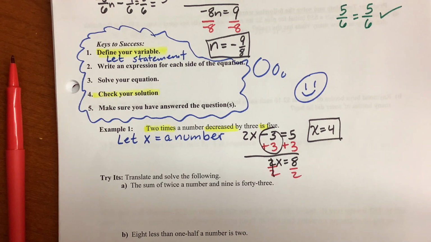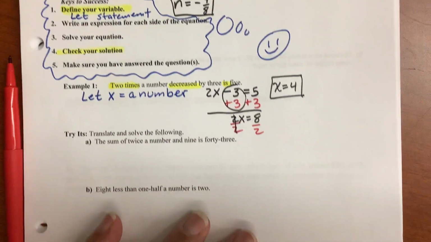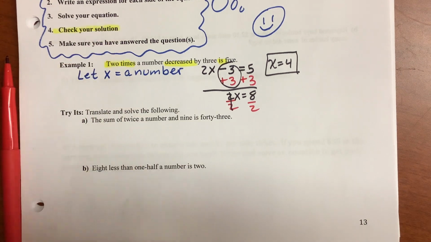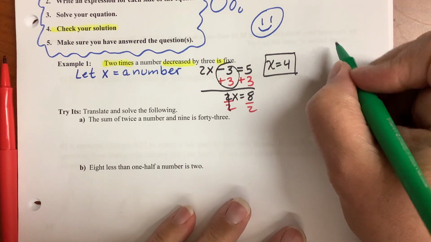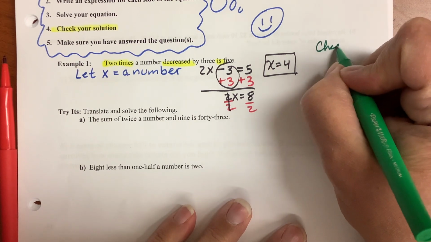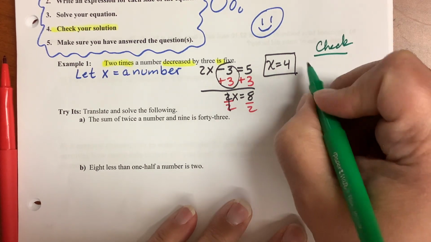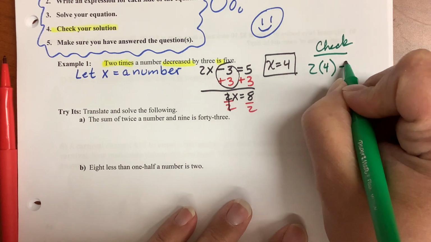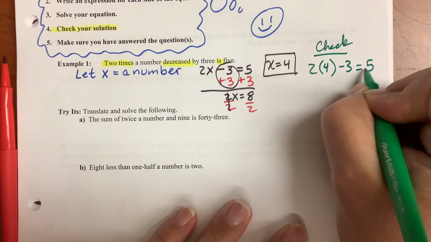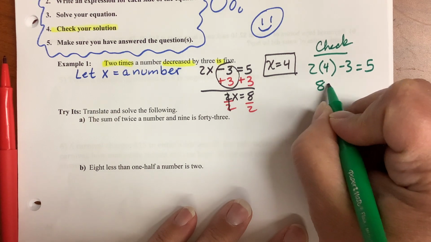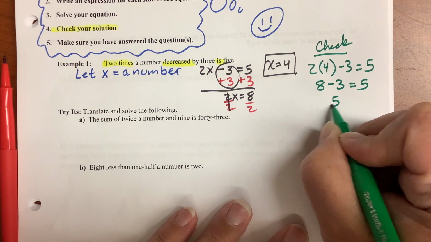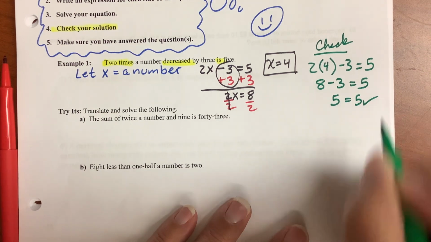Yay! Much rejoicing. And now I just realized I have to check my solution. It says it right there. All right, so over here, I'm going to do my check. So 2, instead of x, 4, minus 3 equals 5. 2 times 4 is 8, minus 3 equals 5. 8 minus 3 is 5. It equals 5. It checks.